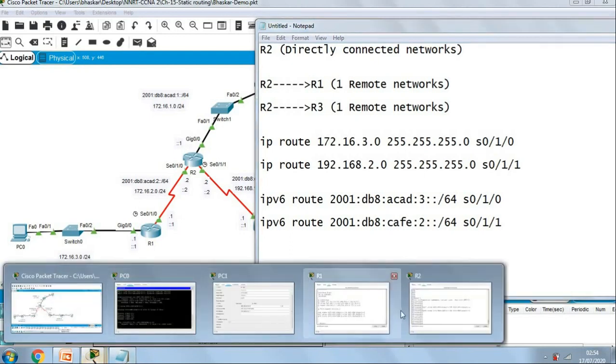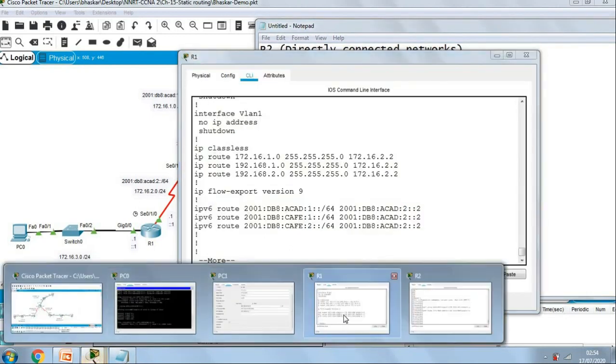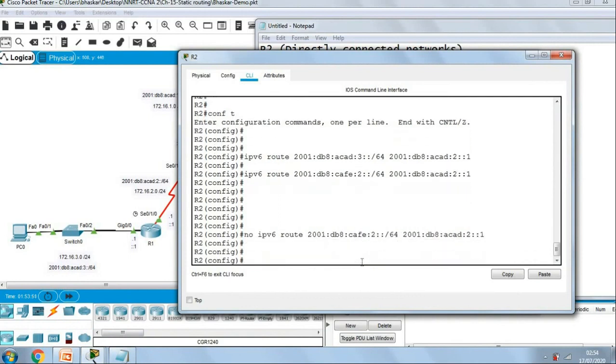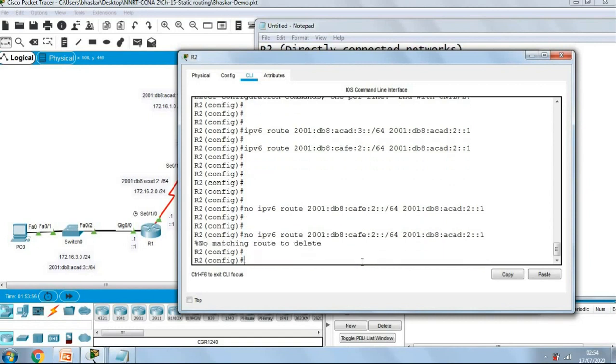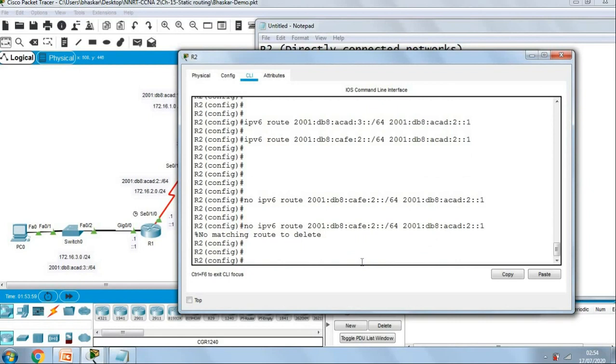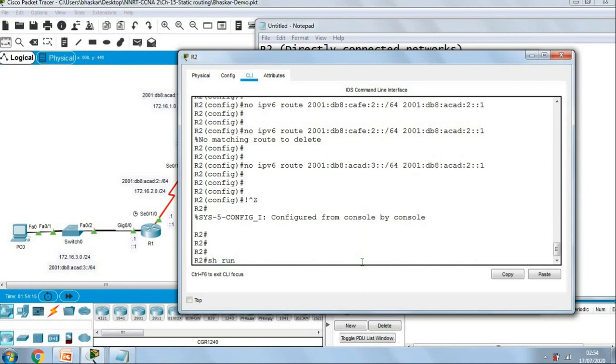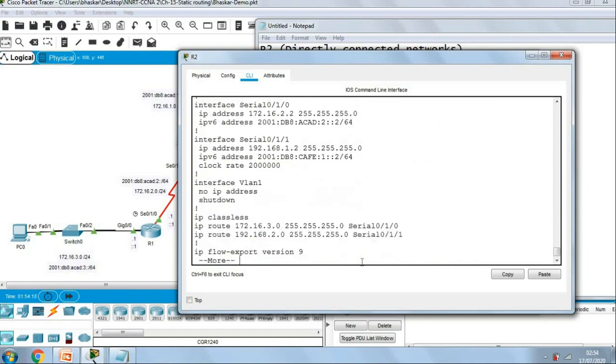Now I'm going to delete these two static routes on R2. No IPv6 route, okay? No IPv6 route. Now matching the route 2001. Show run command. Okay, we check for IPv6 routes here.